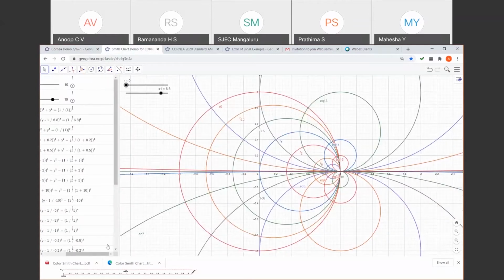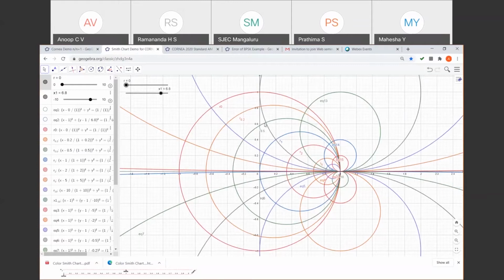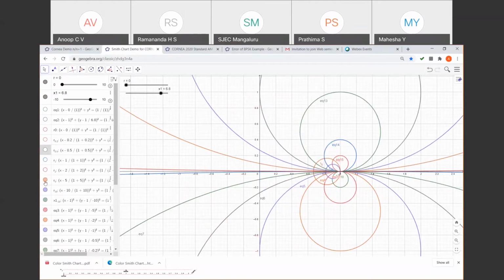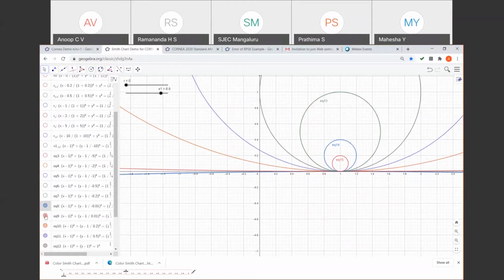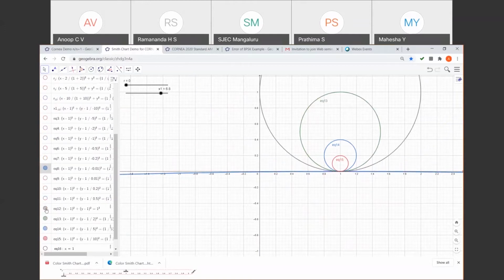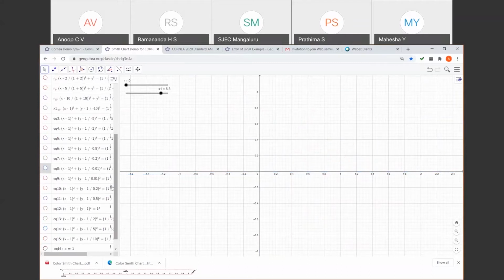Now, this is actually the Smith chart which we constructed using GeoGebra, right? I'll just initially clear this. I'll take hardly 3 to 4 minutes to explain this. I'll just clear this. Yeah, so now everything is clear.